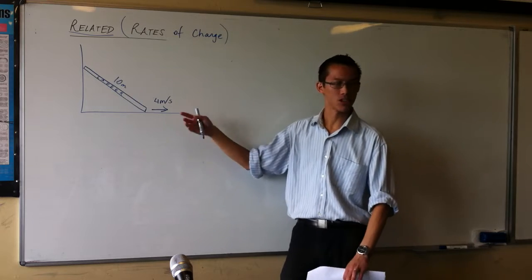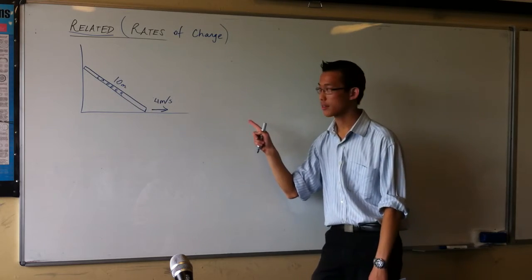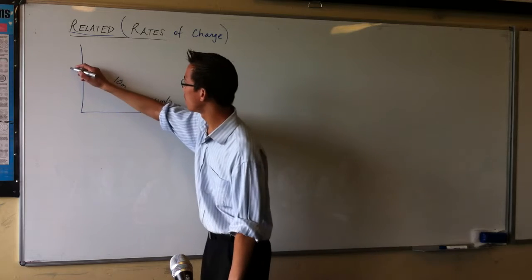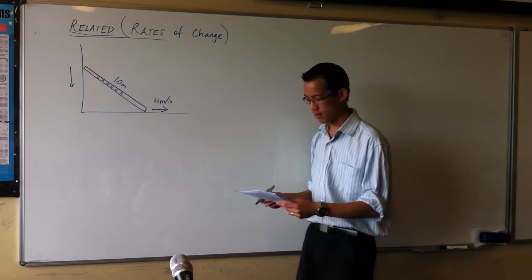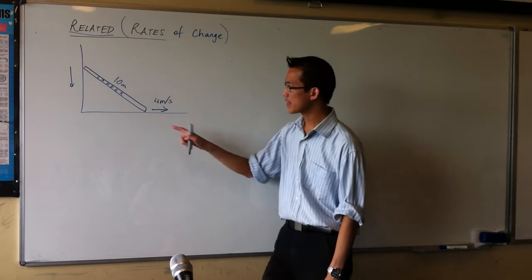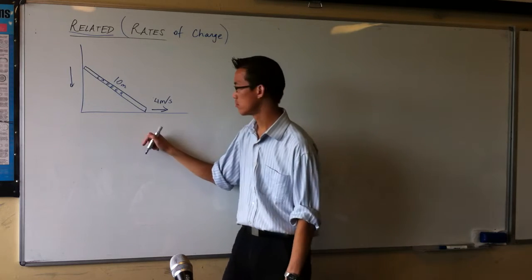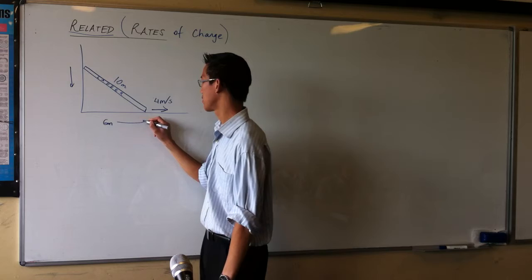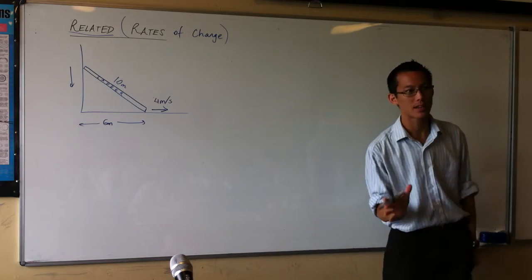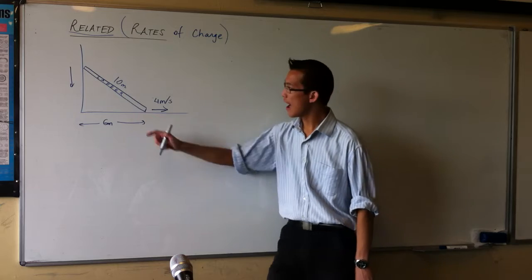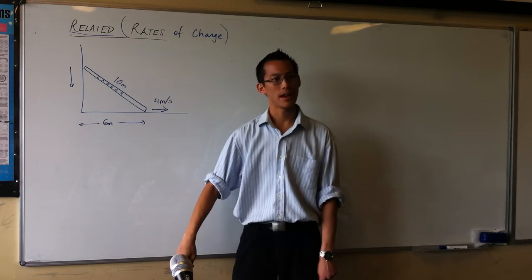Like I said, let me say the question again. This is sliding at 4 meters a second. I'm interested in how fast this end is dropping when it's 6 meters away from the wall. Okay, 6 meters. At that particular time when it's 6 meters away, how quick is it dropping?